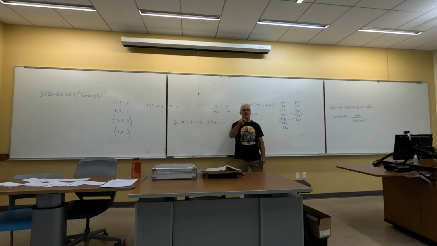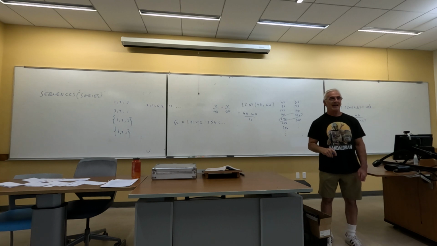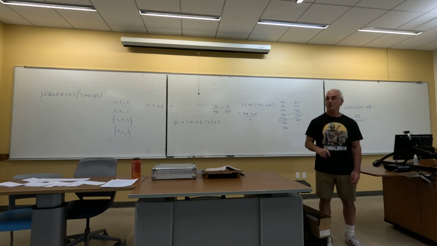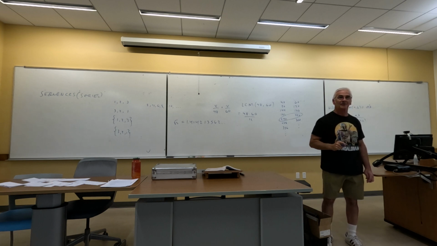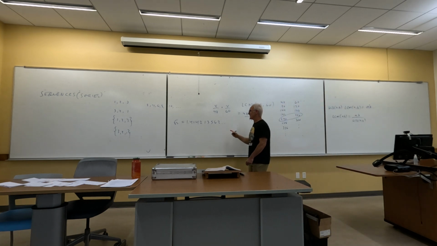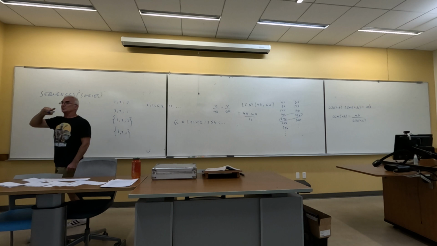No. Dot, dot, dot means two things. Infinite, and it means if a clear pattern has been established, then that pattern will continue forever. That's the most important part of dot, dot, dot. If no pattern has been established, then there is no pattern. This is an irrational number. We know there's no pattern, right? There's no repeating of the decimals, things like that. This is a clear pattern.